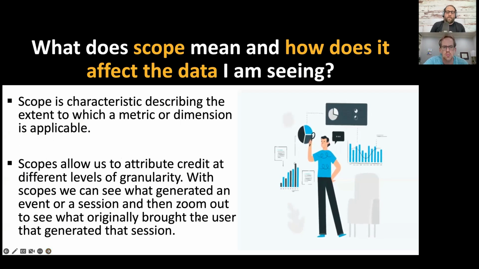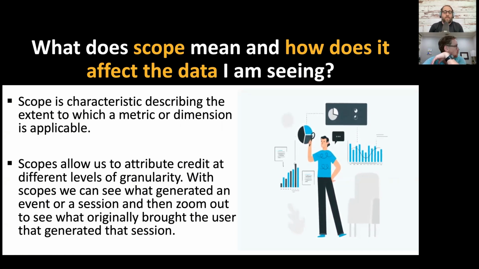So we mentioned this concept, scope, right? So what does scope mean, and how does the scope affect the data that we are seeing? So first of all, think of scope as a perspective. It's a characteristic describing the extent to which a metric or dimension is applicable. Remember, a metric or dimension is applicable to a certain event that occurred, right? So to what extent is this applicable? And we're going to give an example soon to explain what that means.